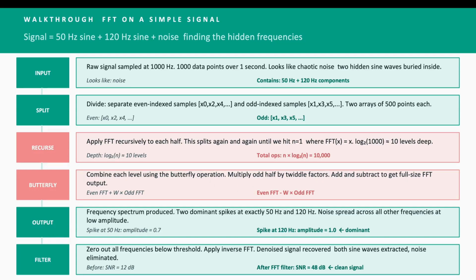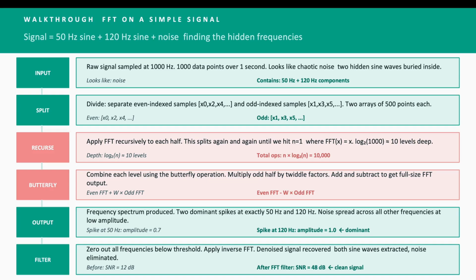So let me trace through a real example. As an input, we have a signal sampled at 1000 hertz, 1000 data points over 1 second. It looks like noise, but we know it contains two sine waves, 15 hertz and 120 hertz, buried under random Gaussian noise. Split: we divide the 1000 samples into an even-indexed and an odd-indexed array, 500 points each.